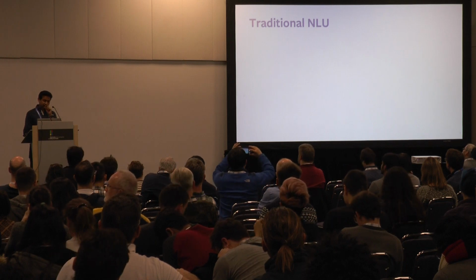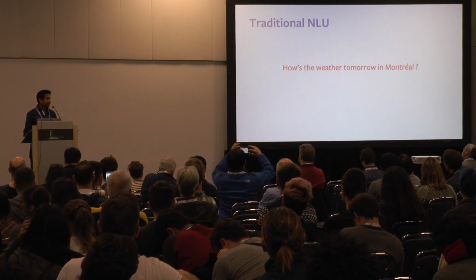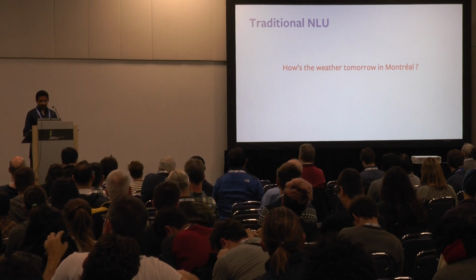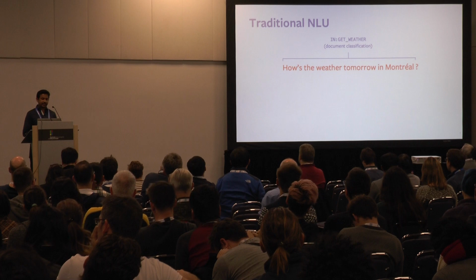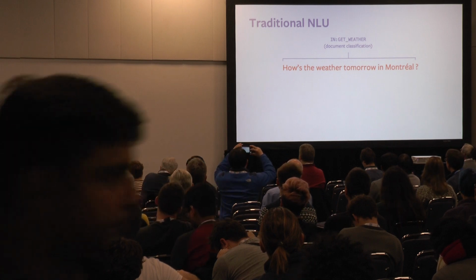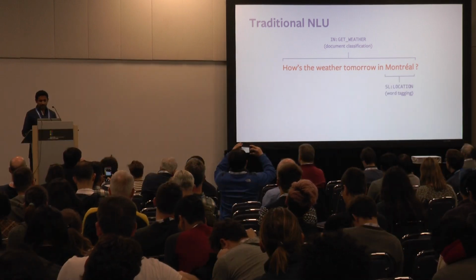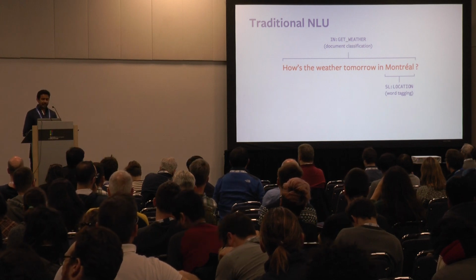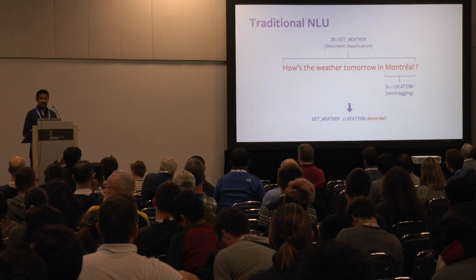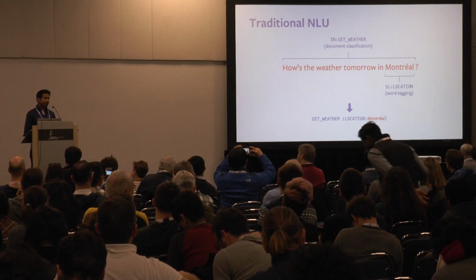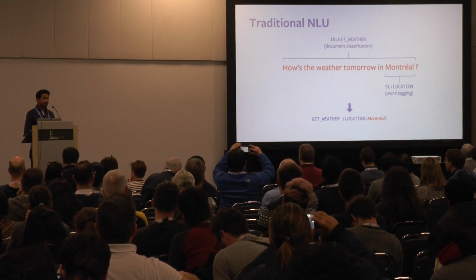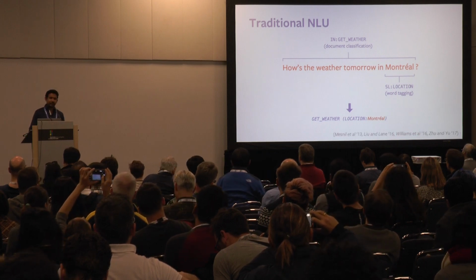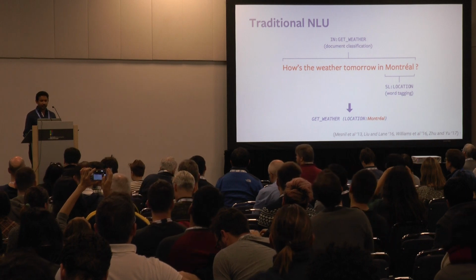The way most traditional NLU systems work is that, let's say you have an utterance like, how's the weather tomorrow in Montreal? The NLU system will first mark the entire sentence as, say, intent get weather, which is a document classification task, and mark Montreal as a location slot, which is a word tagging task. And this translates very well into something like an API call, where the method is get weather and the slot is Montreal. And this has been very well studied and is implemented in most production systems out there right now.